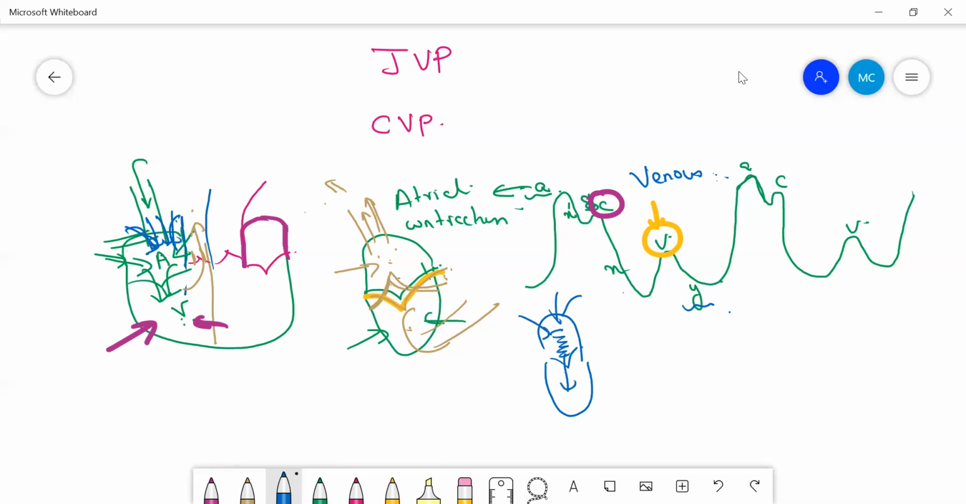There is a passive flow of blood from the right atrium to the right ventricle. Okay, so because of this passive and rapid flow of blood into the right ventricle, which occurs after the second heart sound, obviously the pressure in the right atrium is decreased, and this is responsible for this Y descent.